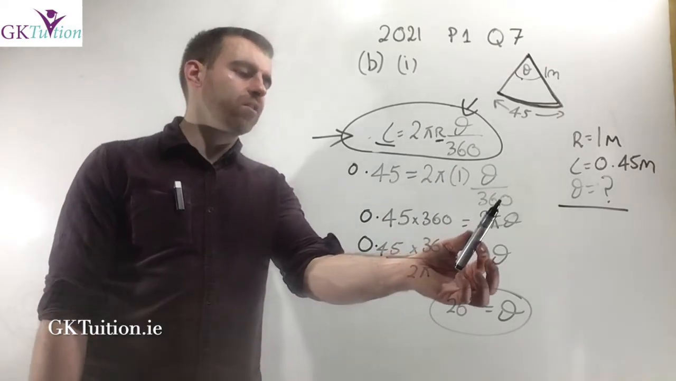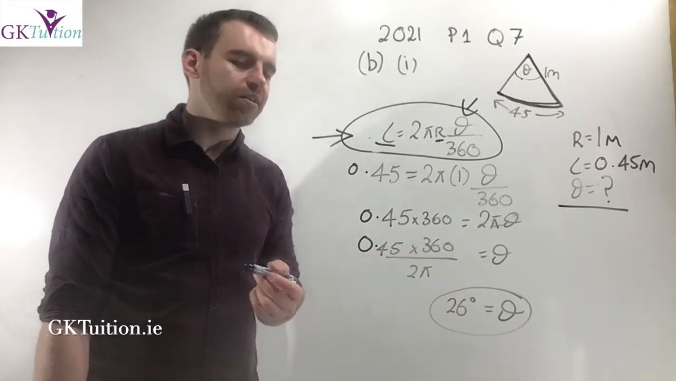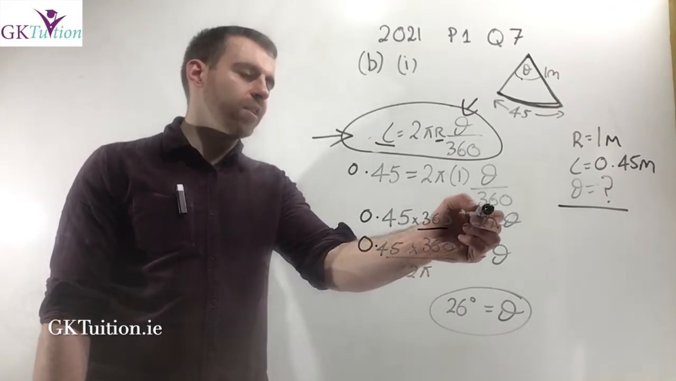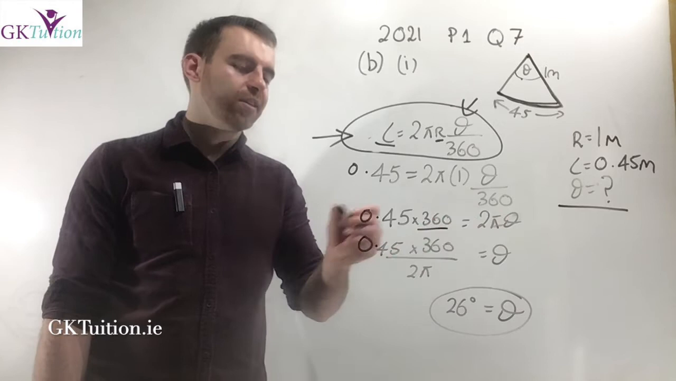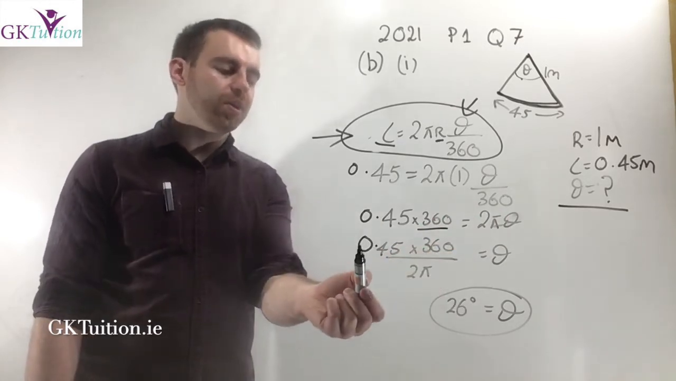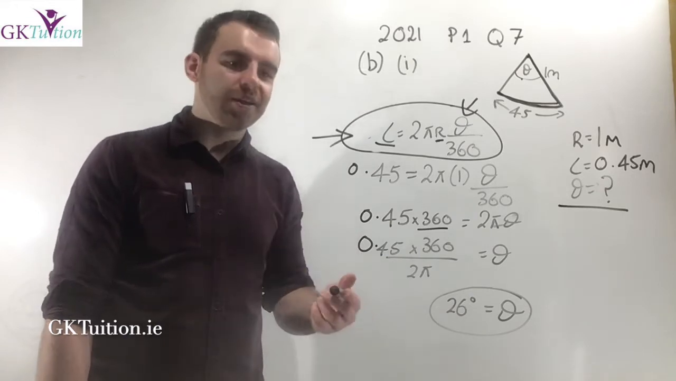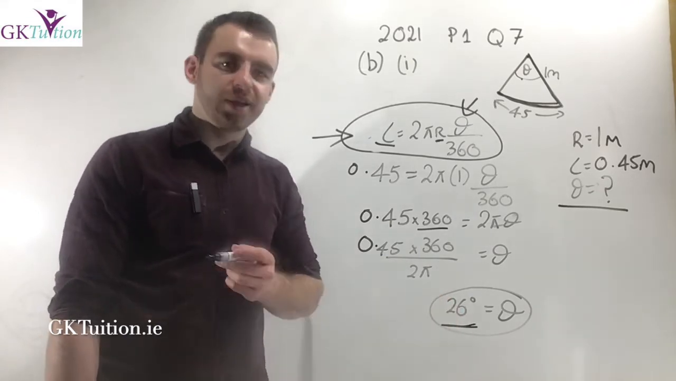What I decided to do then was to get rid of the fraction on the right hand side, so I multiplied everything by 360. Then what I decided to do next was divide both sides by 2 pi to get theta on its own. So theta is simply 0.45 by 360 divided by 2 pi. If you plug that into your calculator, theta works out as 26 degrees.